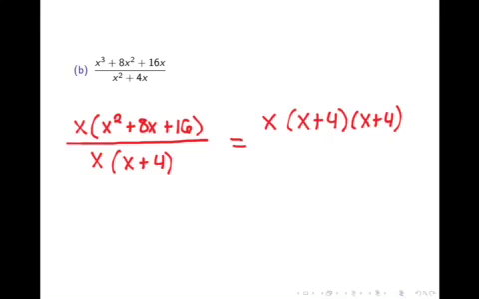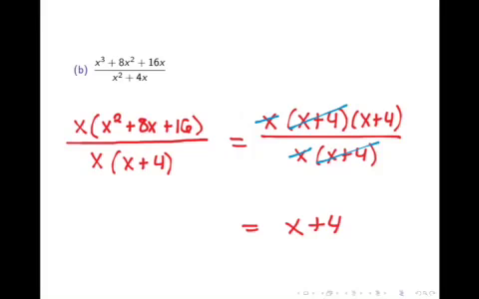Okay, either using the shortcut method or that's a special product. And in the bottom we have x times x plus 4. Now we look for factors that we have in common in the top and bottom. So we have an x in the top and bottom that can cancel. And we have an x plus 4 in the top and bottom that can cancel. And all we're left with is an x plus 4 on the top. And so we can just write that as x plus 4. You could write it as x plus 4 over 1 if you wanted to, but that's unnecessary. You can just write it as x plus 4 and leave it as that.